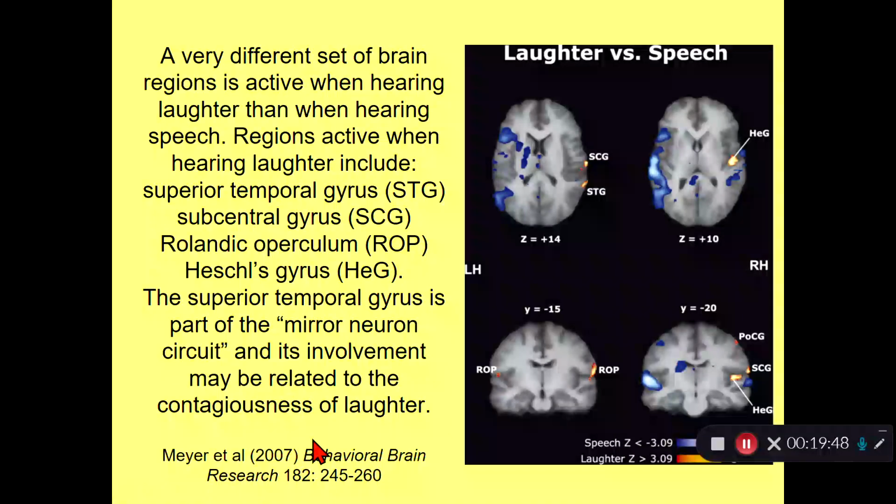Here's another study that looked at brain activity when hearing laughter and compared it with the brain activity when just hearing regular speech. Regions that were active upon hearing laughter that were not activated when hearing regular speech included superior temporal gyrus, subcentral gyrus, Rolandic operculum, and Heschl's gyrus. I don't even know what these regions do, but the superior temporal gyrus is part of the mirror neuron circuit. And these authors thought that its involvement may be related to the contagiousness of laughter, kind of a sharing of positive affect through empathy. Other people are laughing, you're happy about that, that makes you happy too.